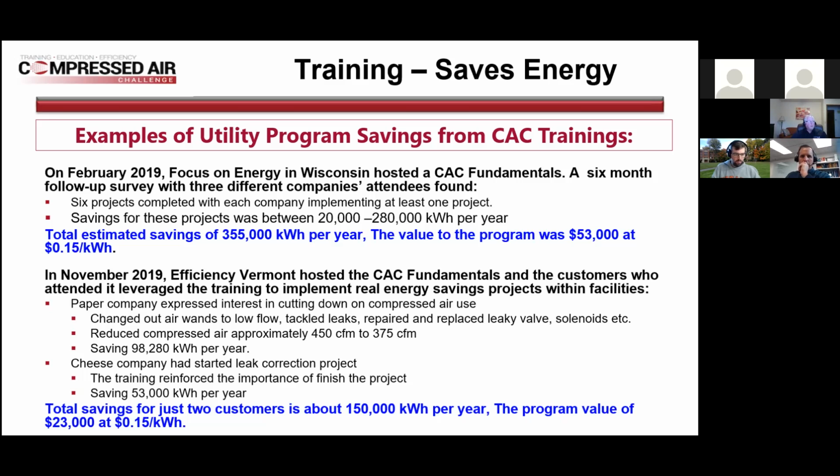So this is a couple of examples. The Focus on Energy one: they had a follow-up survey with 3 of the different companies that attended. 6 projects were completed. The savings for the projects were between 20 and 280 kW. The program value, which is the way utilities look at it, was about $53,000 for them, just for hosting that training. Efficiency Vermont had some similar results. They followed back up with a couple of their customers that attended a training, a paper company and a cheese company, and you can see the results there. That was about 150,000 kilowatt hours per year, and a program value for them of about $23,000.